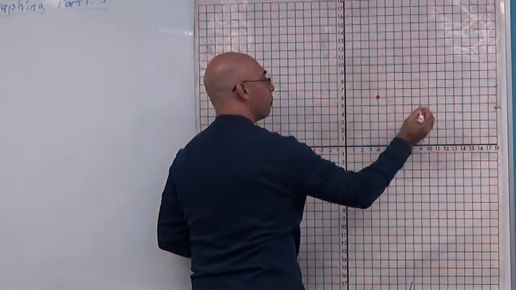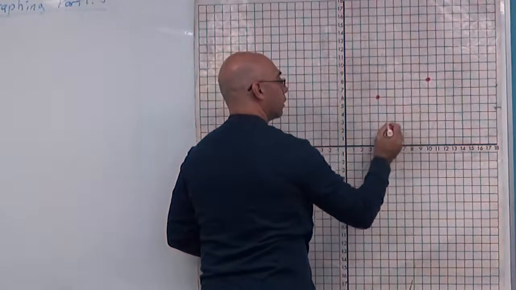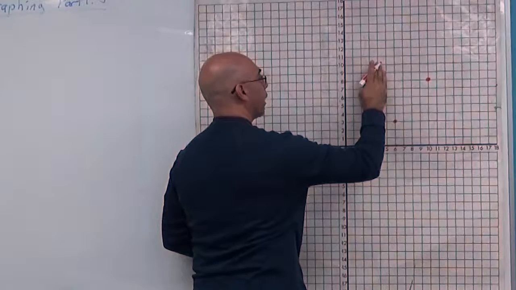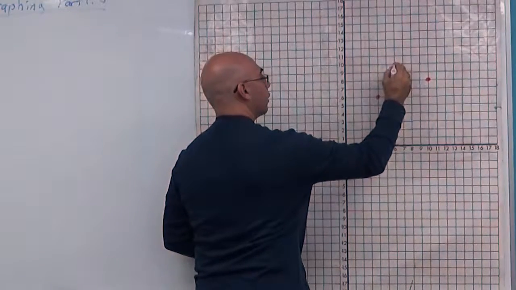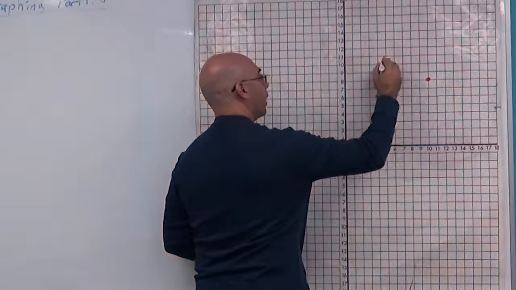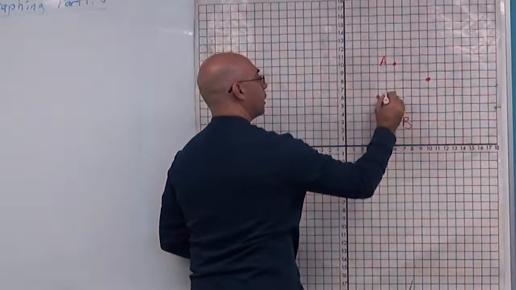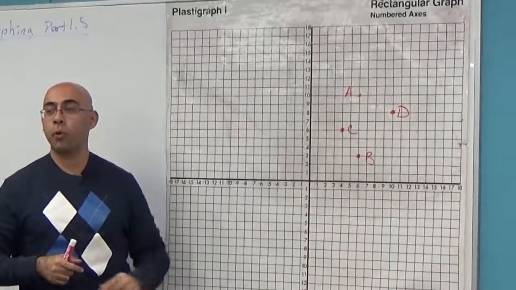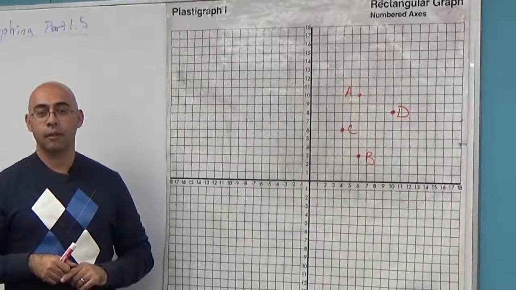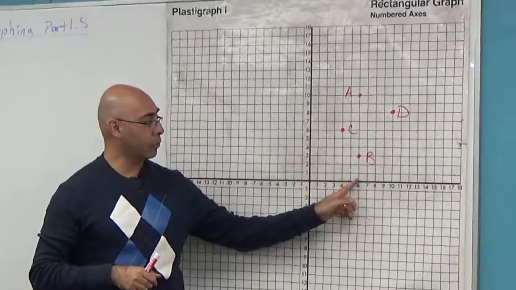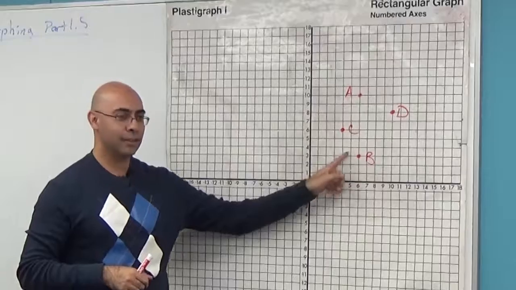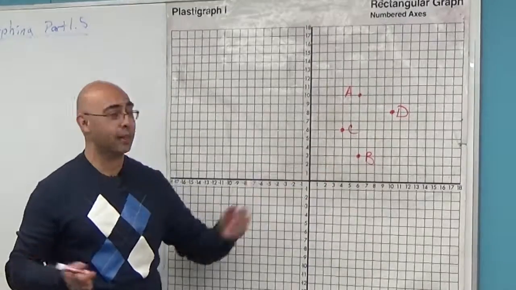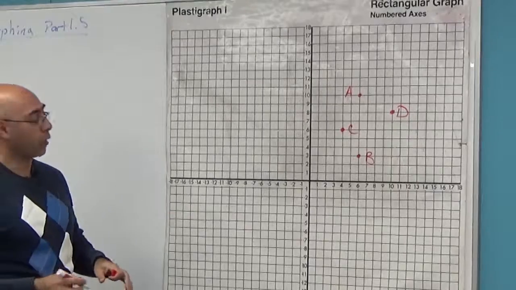I want you to look at these points. In this case, you don't have to draw them, you just have to look at them. And I'm going to call this point A, point B, point C, and point D. The question is, where are these points? Now we have numbers to point them out, but we have 2 numbers. Which number do we use first? Which number do we use second? I will tell you this right here.